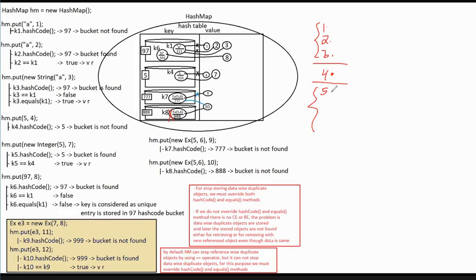HashMap internally uses the hash table data structure. The hash table data structure internally uses the bucket data structure. A bucket is also a collection, which is a group, a collection of objects with the same hash code.